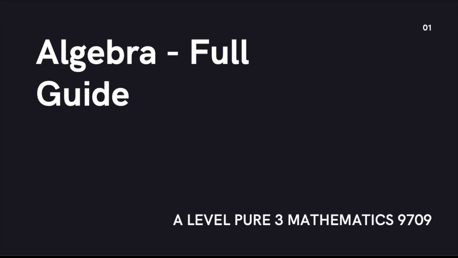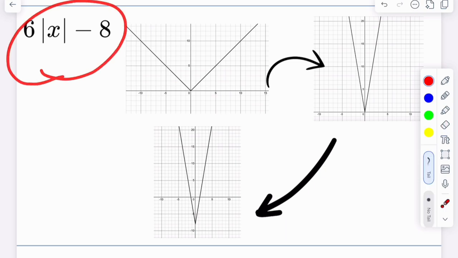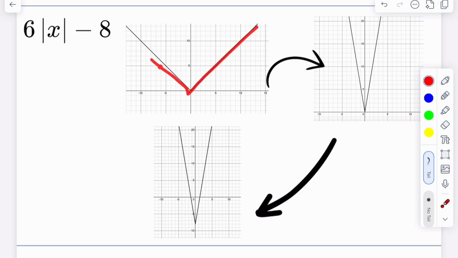Alright guys, so here we've got an example of a graph of the form y is equal to a modulus x plus c. Now, what has gone on here with 6 modulus x minus 8? The way you draw a graph of this form is to start off with modulus x. In fact, let me draw that. Let me put that in red. We've got modulus x here.